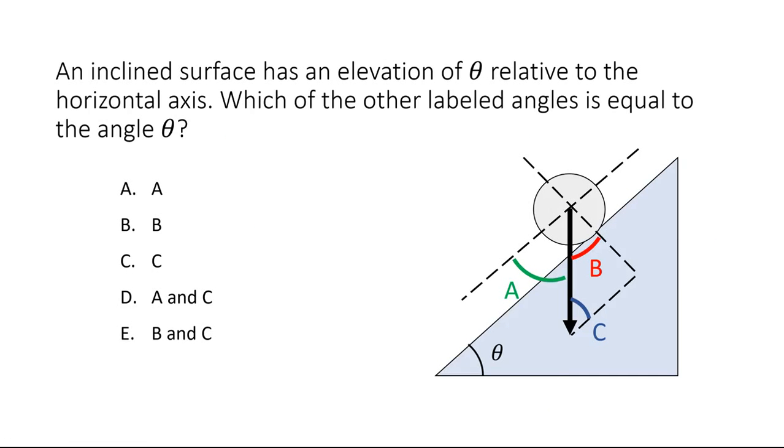Okay, so let's go ahead and do a practice problem here. We have an inclined surface that has an elevation of theta relative to the horizontal axis, and we want to know which of the other labeled angles in this diagram corresponds to the angle theta.